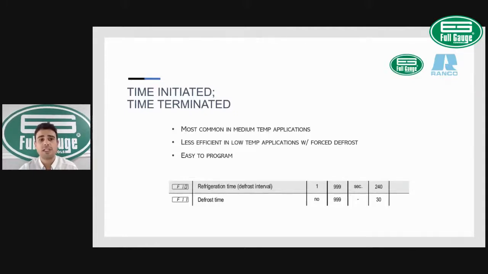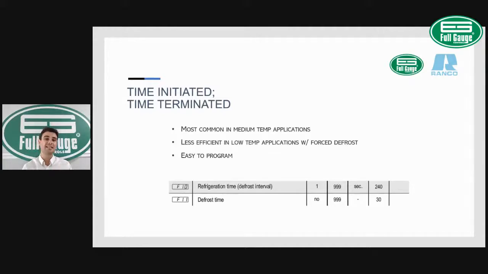Another very common way to determine defrost cycle is the time-initiated, time-terminated defrost. This is quite common in medium temp applications where air defrost is used. That's what we were talking about with air defrost, off-cycle defrost, where you have your cooling cycle for a certain amount of time, 4, 6, 8 hours, and then you stop that cooling cycle for 20, 30, 40 minutes, a set time that will allow a natural defrost cycle.